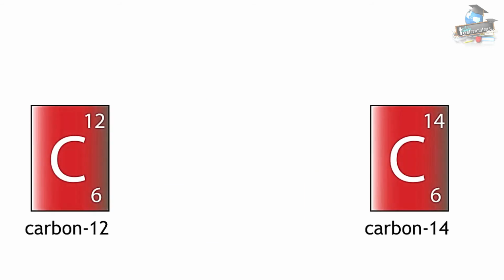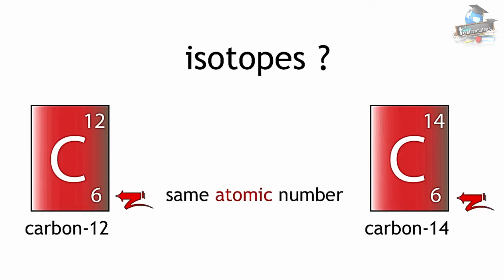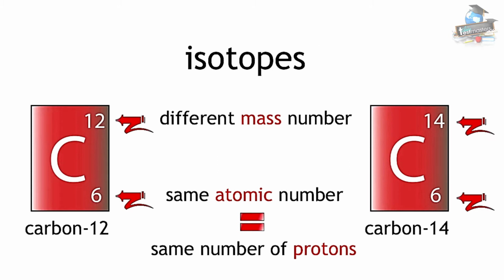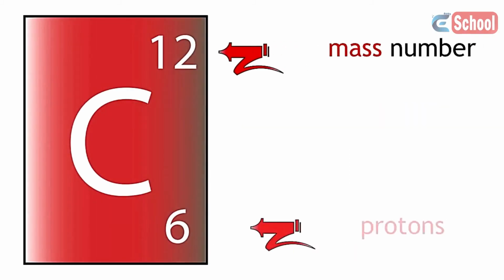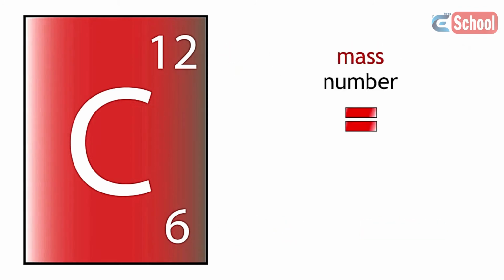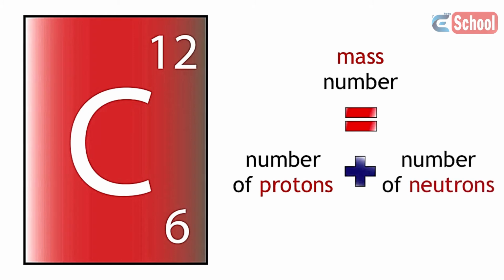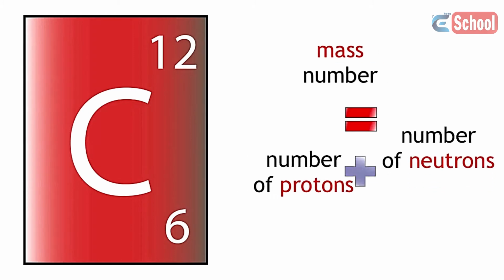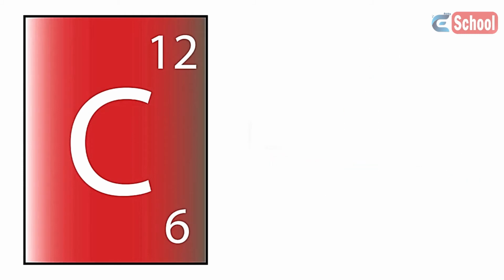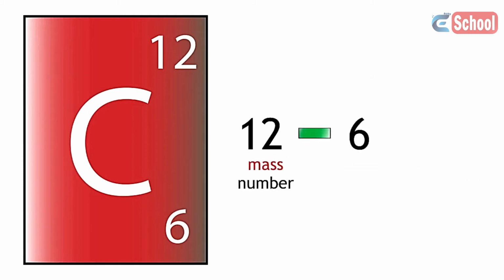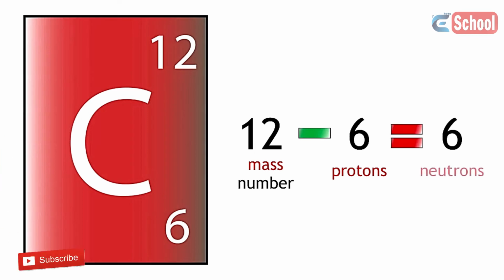What about carbon-12 and carbon-14? Both carbon-12 and carbon-14 have the same atomic number, which means they have the same number of protons, but they have different masses. Carbon-12 has a mass of 12 and 6 protons. Remember, mass number equals protons plus neutrons. So we can rearrange this formula to give us neutrons equals mass number minus protons. 12 minus 6 equals 6. Therefore it has 6 neutrons.